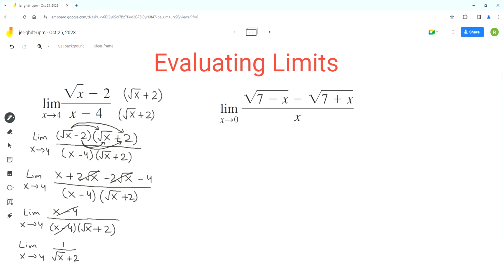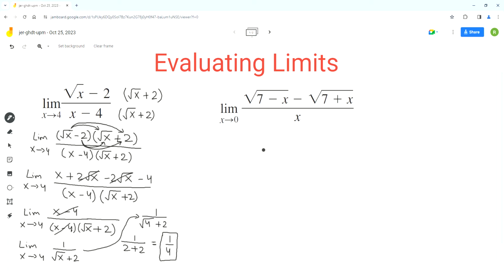Now we can do the substitution. So we can substitute x as 4. So we get 1 over square root of 4 plus 2, which is equal to 1 over 2 plus 2. So square root of 4 is equal to 2, which gives us 1 over 4. So this should be the final answer for the value of this limit. So we are done with the first one. Now we can work on the second one.